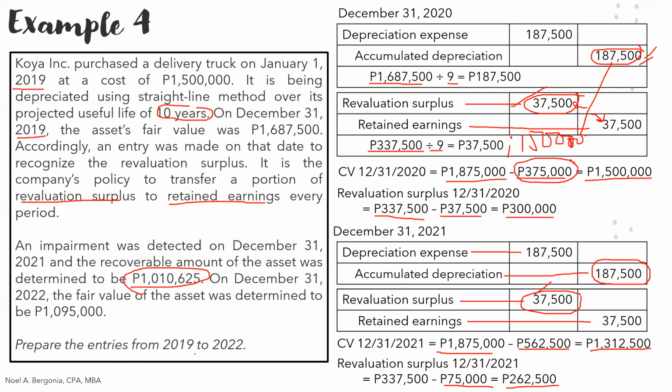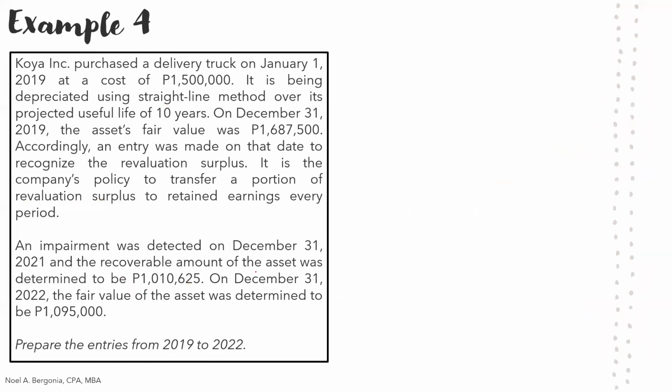Nagkaroon ng impairment, bakit? Kasi from the carrying value, we have a lower recoverable amount. So let's proceed in the next slide to determine it. Okay, so for our impairment, tignan po natin. So on December 31, 2021, we will be applying the concept kanina na if we have a revaluation, ubusin muna yung revaluation, then saka po tayo mag-charge to impairment.